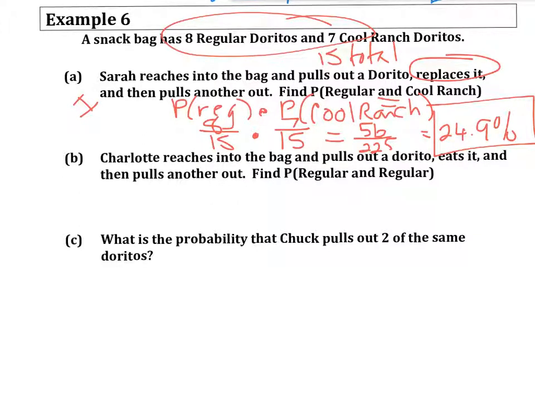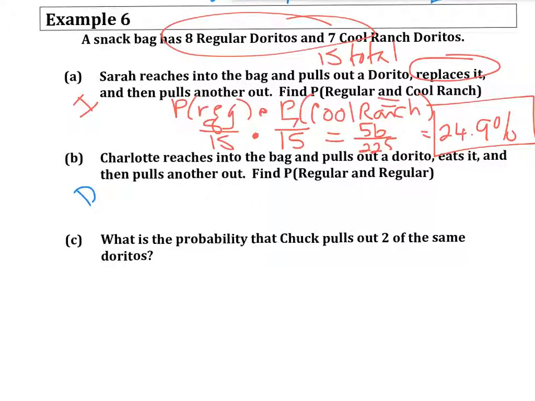Okay, same scenario, but now Charlotte reaches into the same bag. She pulls out a Dorito, eats it, and then pulls another one out. Find the probability she got 2 regulars. So these would be dependent of one another. The reason being, she eats the first one, so her second pick was affected by what she took out the first time.